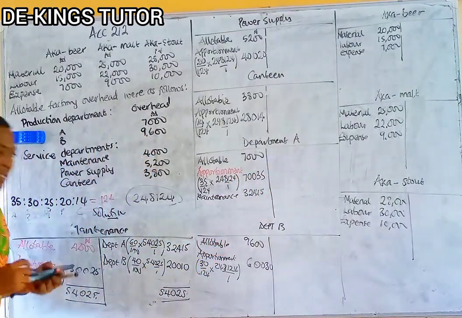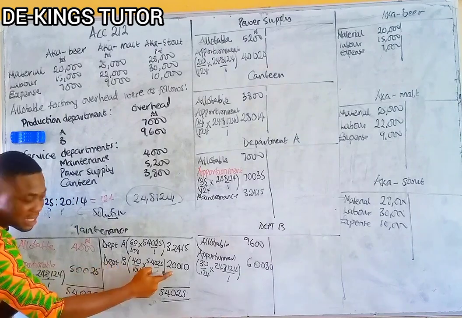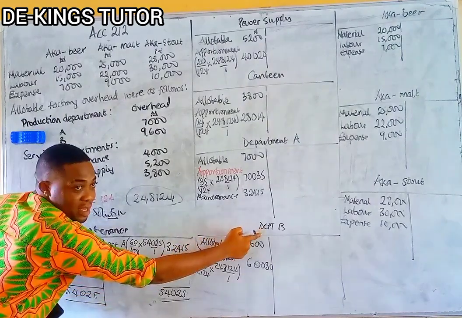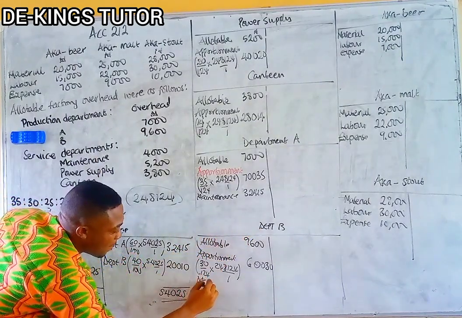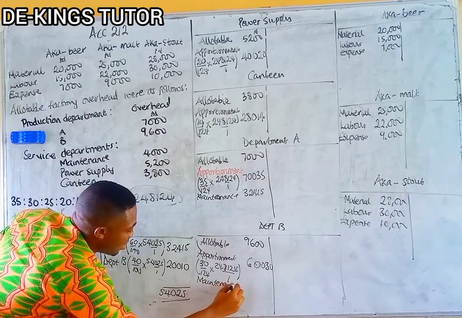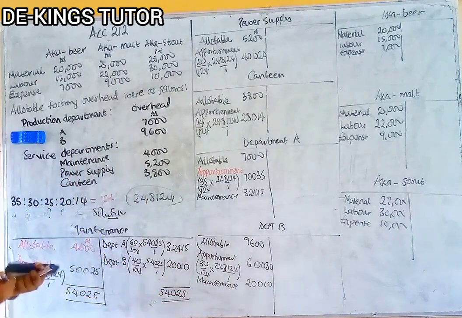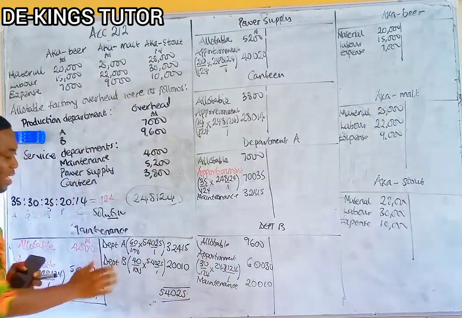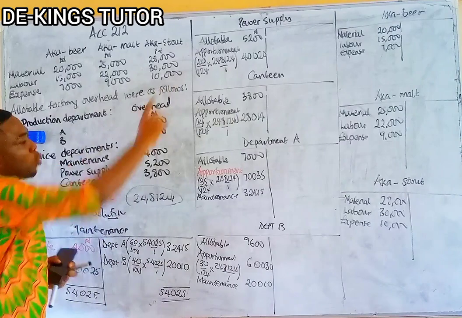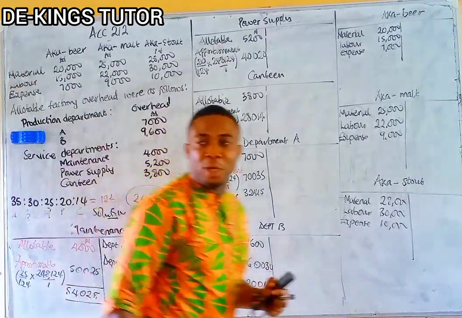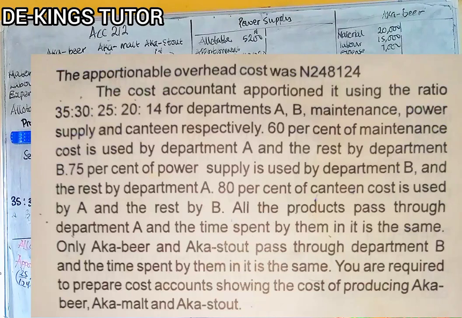Yes, sir. The next one, department B, has this. So we come to department B, higher maintenance 20010. So we are done with the maintenance. We go to power supply. Now let's read the information they give us about power supply.